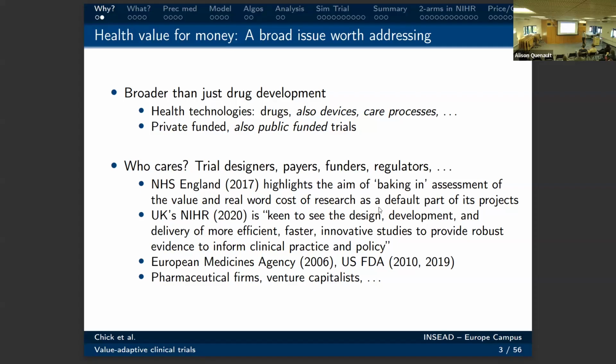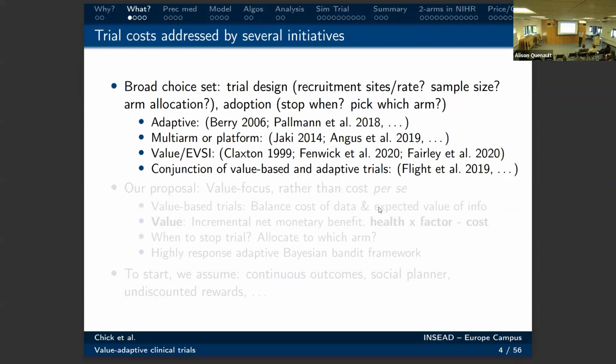Other folks are interested in these issues as well, although I understand through time, sometimes perspectives change. Certainly pharmaceutical firms are interested in money and health. And venture capitalists who invest in biomedical research innovations are also very interested in this type of thing. And this area is flush with people doing great work in that space.